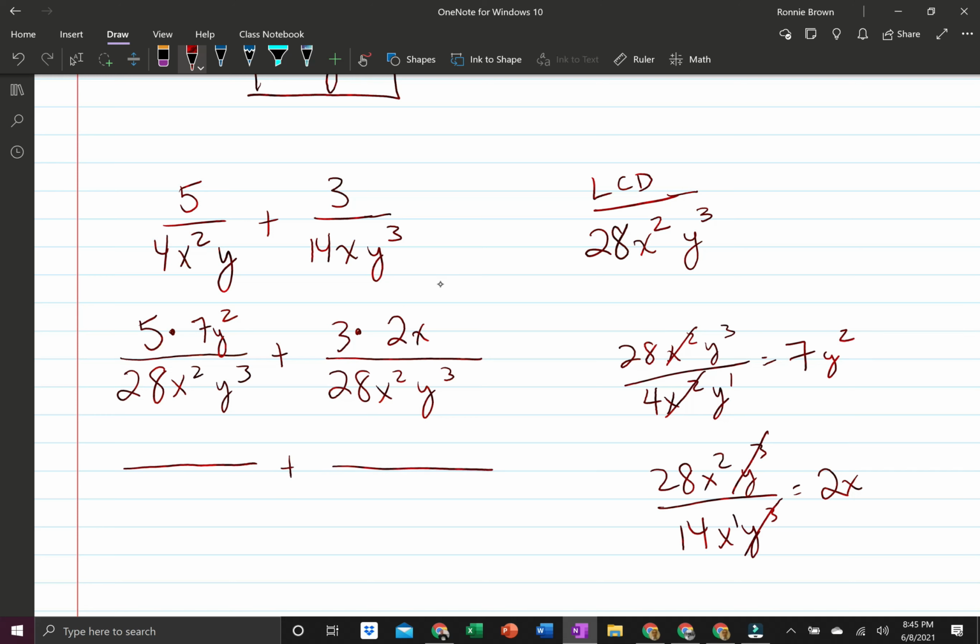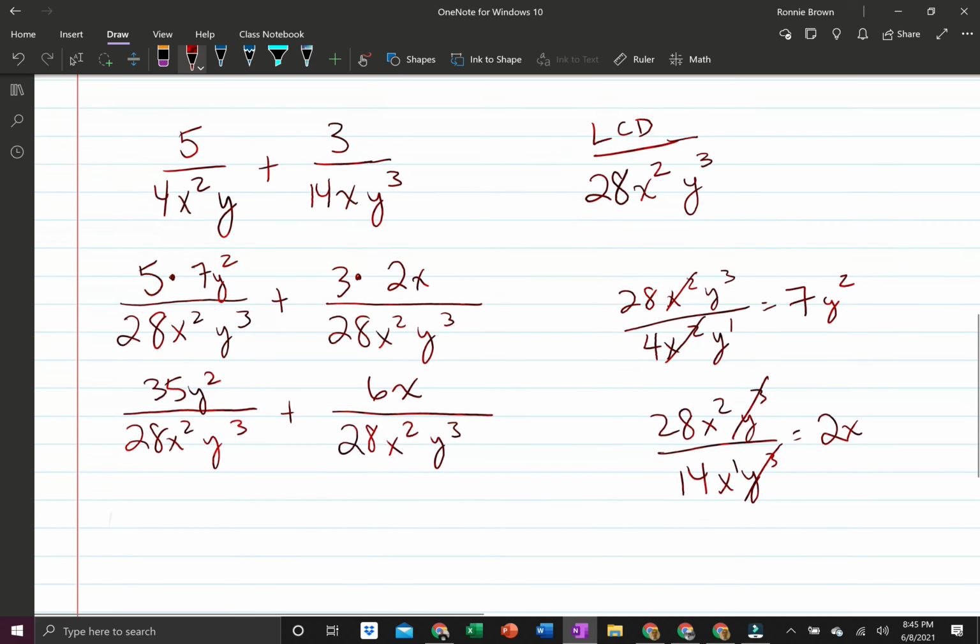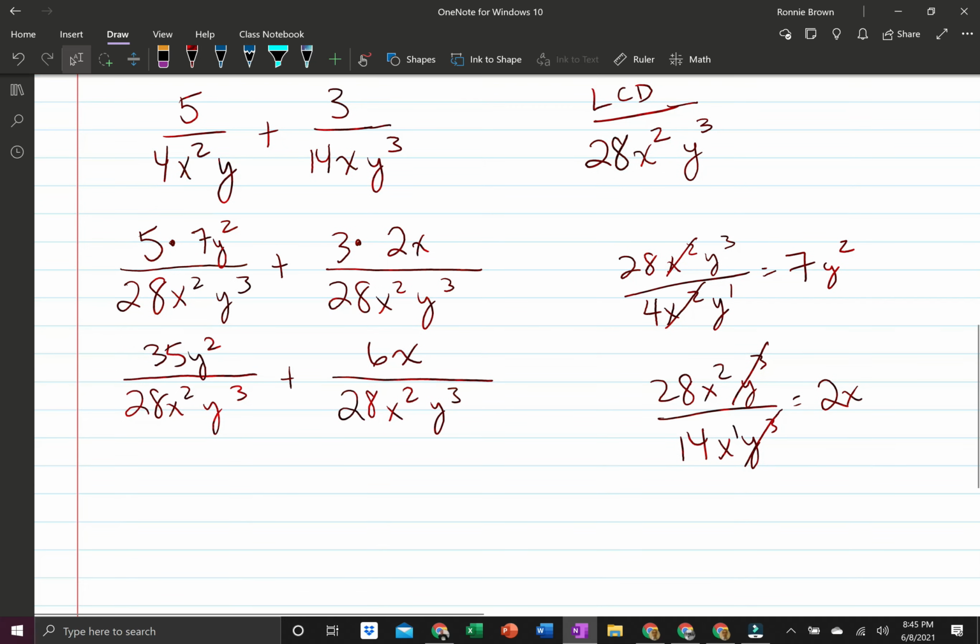Alright, so 5 times 7y squared is 35y squared over our LCD, 28x squared y to the third. 3 times 2x is 6x over our LCD, which is 28x squared y to the third. So we've created our new numerators and we have them over the LCDs. So we see that we have like denominators. We can write them as a single fraction over 28x squared y to the third.